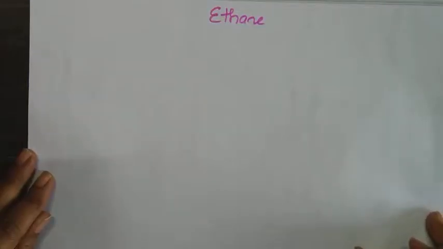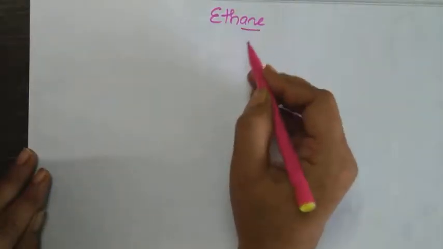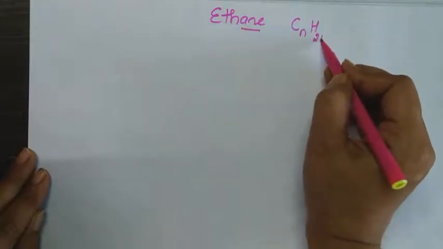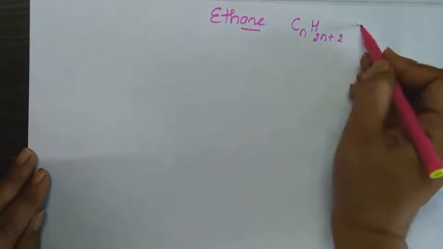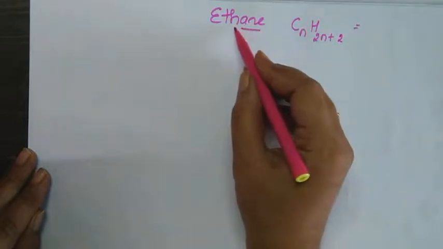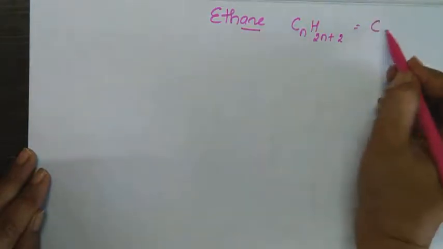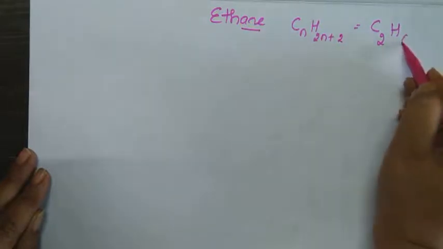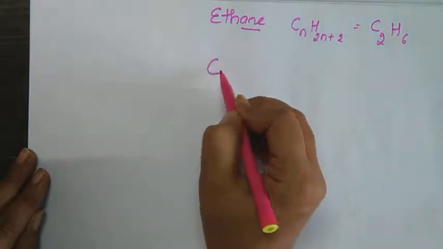Okay. Now what kind of hybridization is seen in ethane? Ethane, ANE, so it should obey the general formula of alkane CnH2n+2. So n is equal to 2. Eth means 2 carbon atoms. So C2H(2 times 2 plus 2), that is C2H6. So this is the structure of ethane.